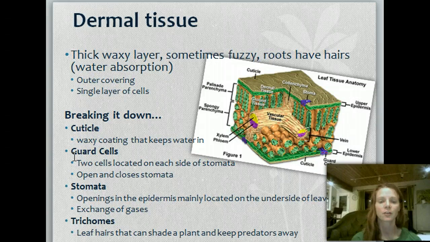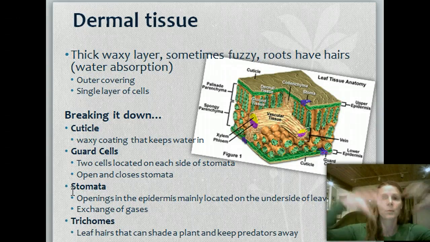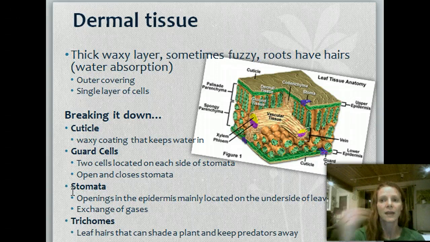You have guard cells. These guard cells are two cells located on each side of the stomata. I'll get to the stomata, because right down here, the stomata is an opening in the epidermis, and it's usually located on the underside of leaves, okay? And there, the exchange of gases occurs, because remember, photosynthesis needs carbon dioxide, and one of the products is oxygen.